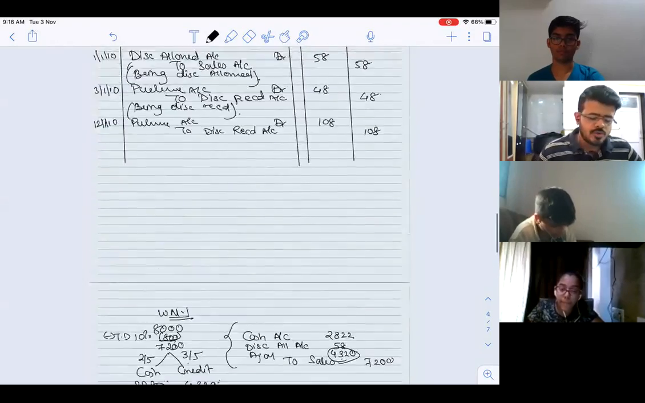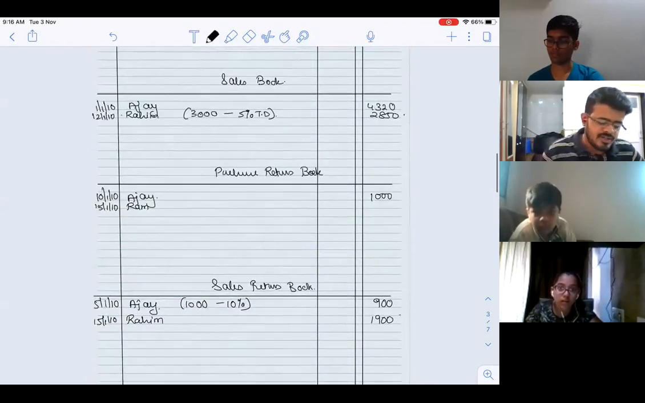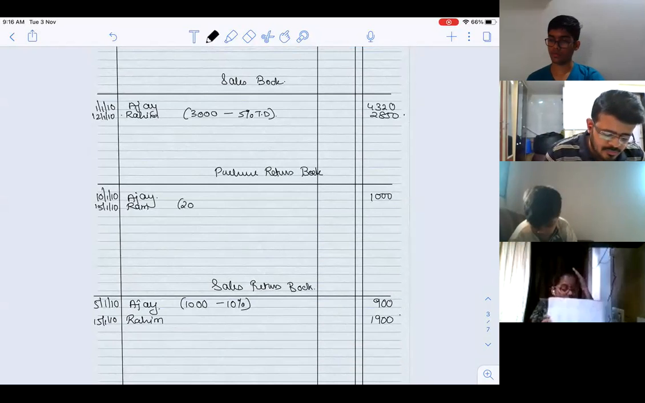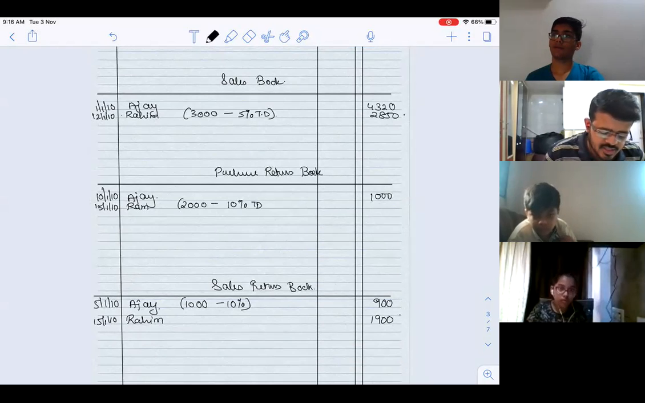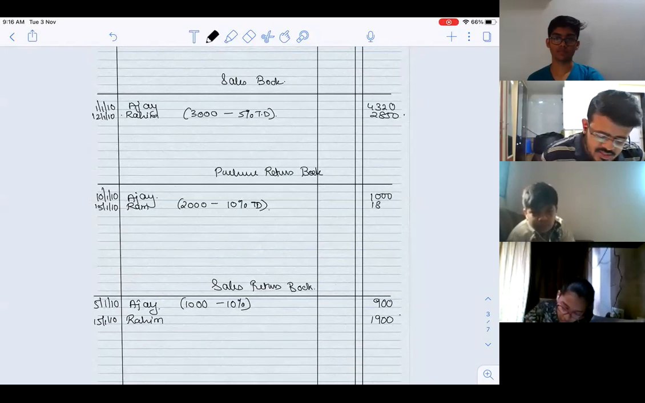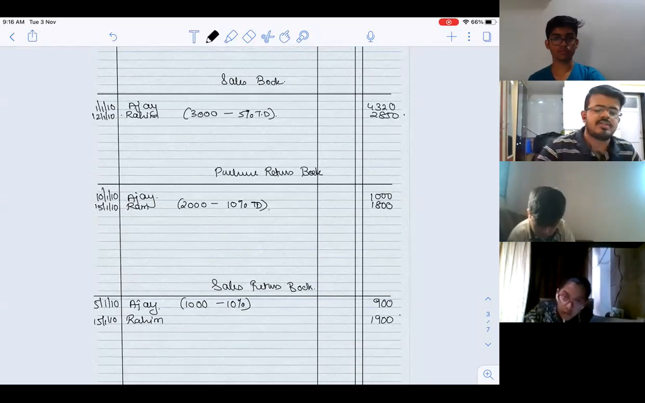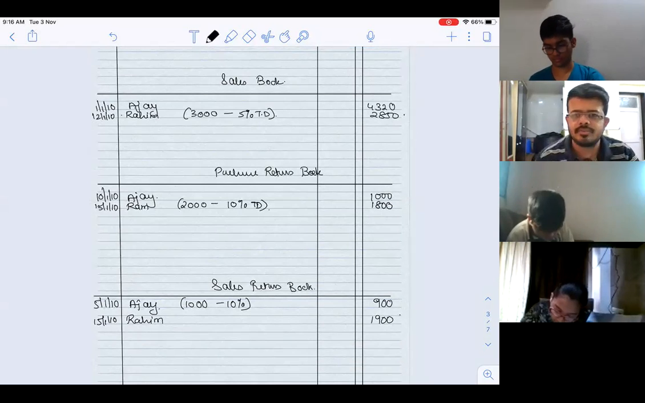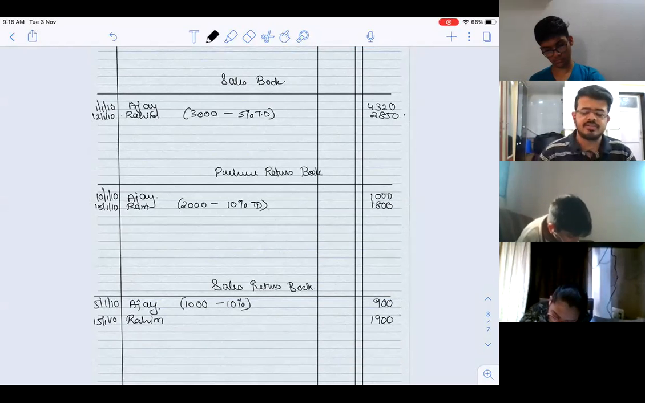So go to purchase returns book. We have already written Ram. And amount क्या होगा? 2000 पे 10% TD. Purchase का TD. Purchase returns के वक्त purchase का TD. Sales returns के वक्त sales का TD.